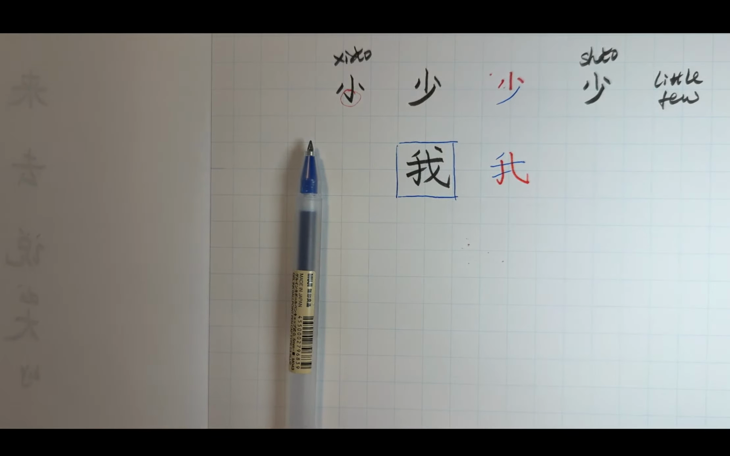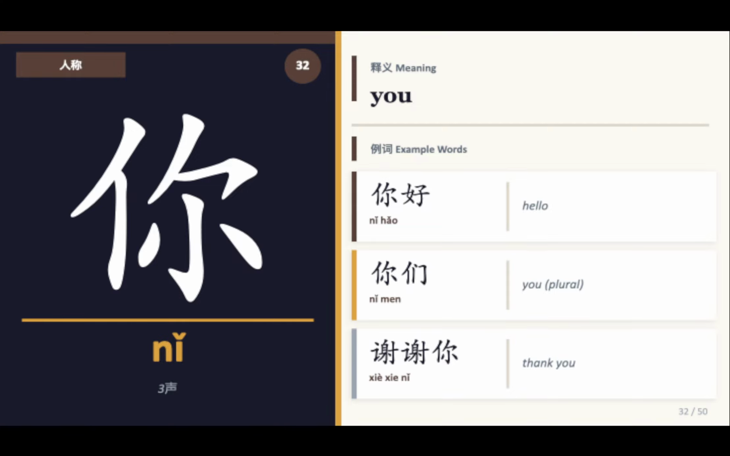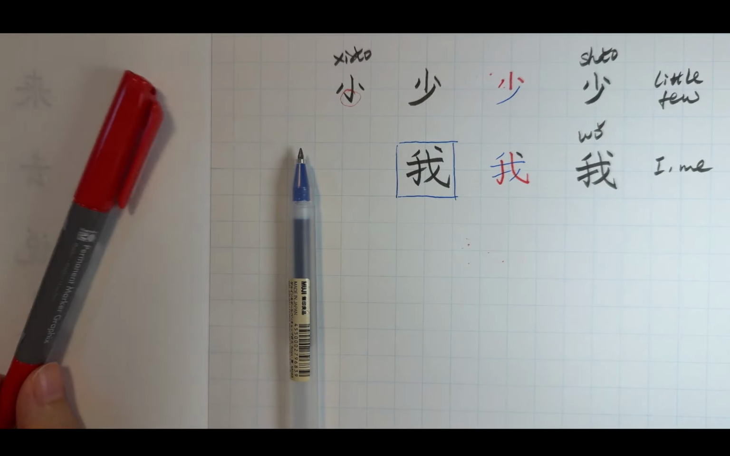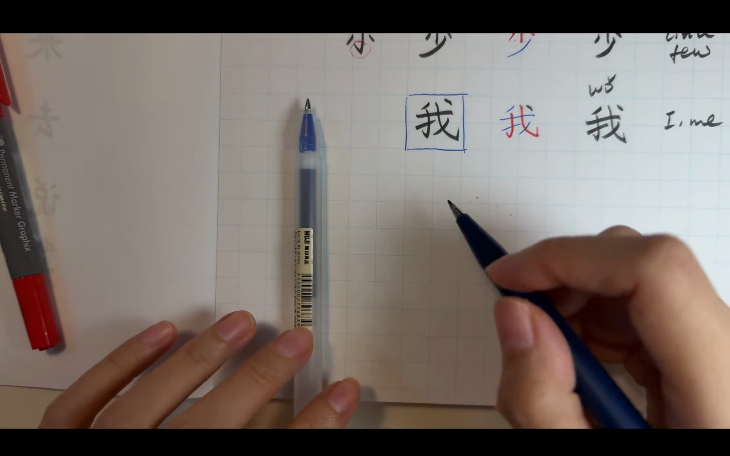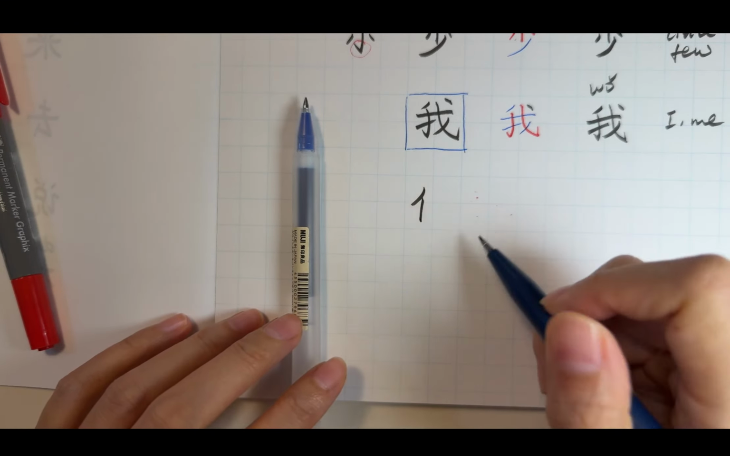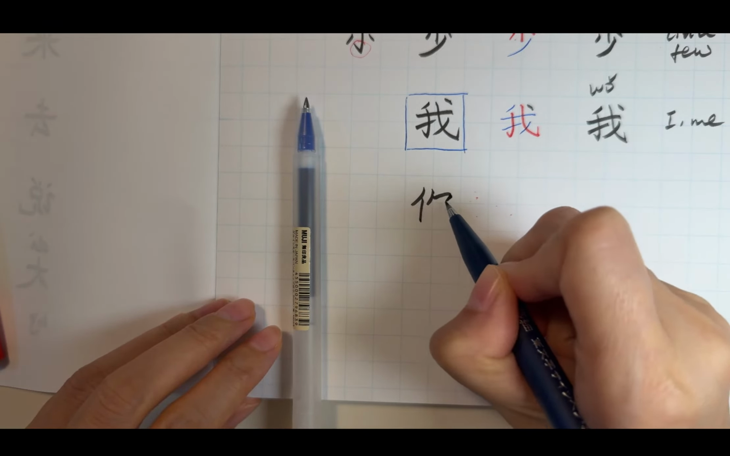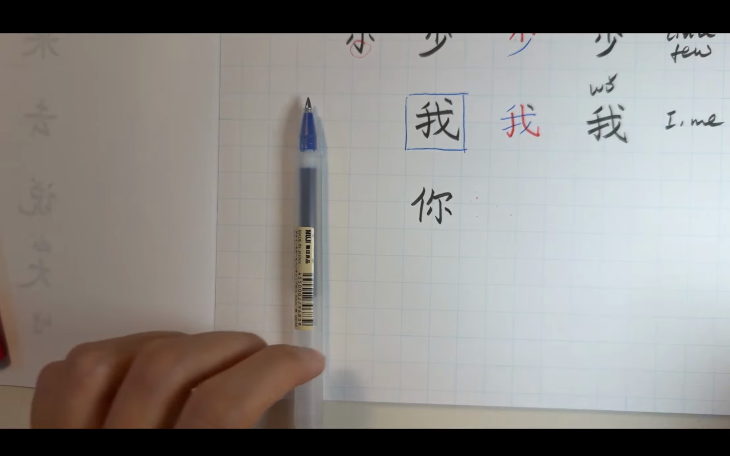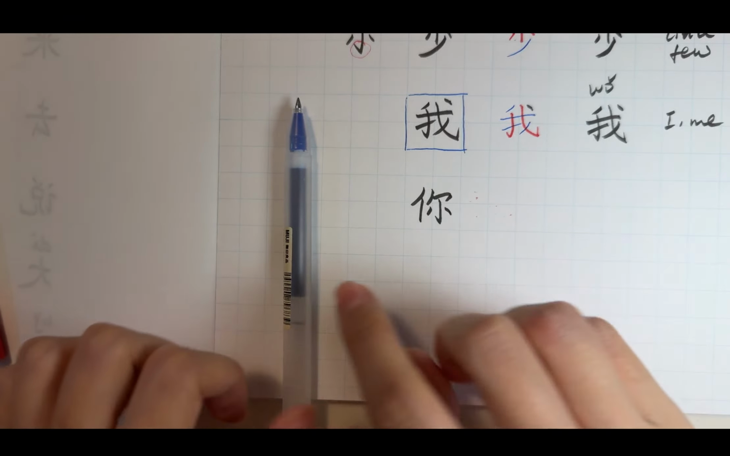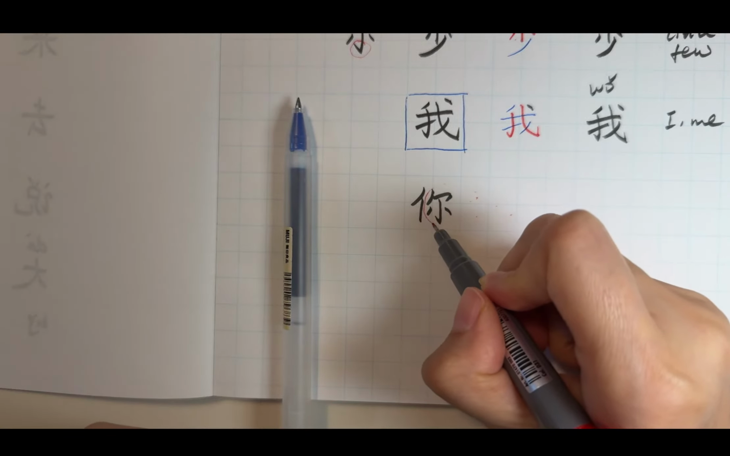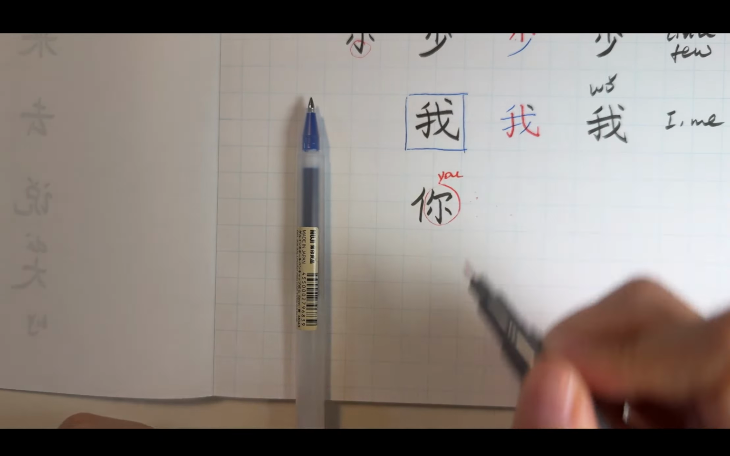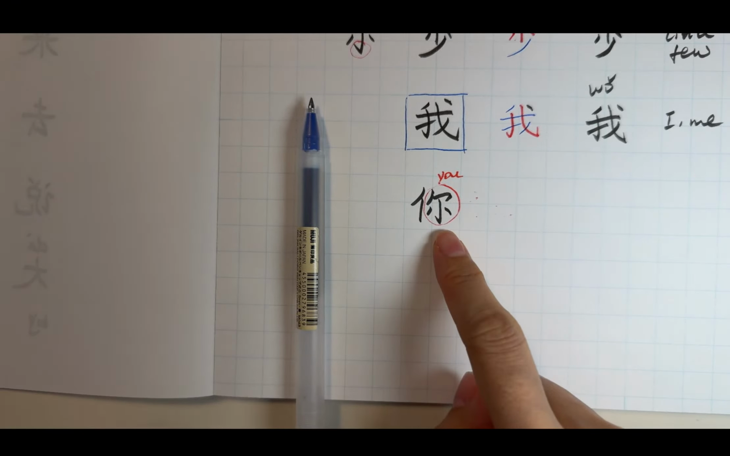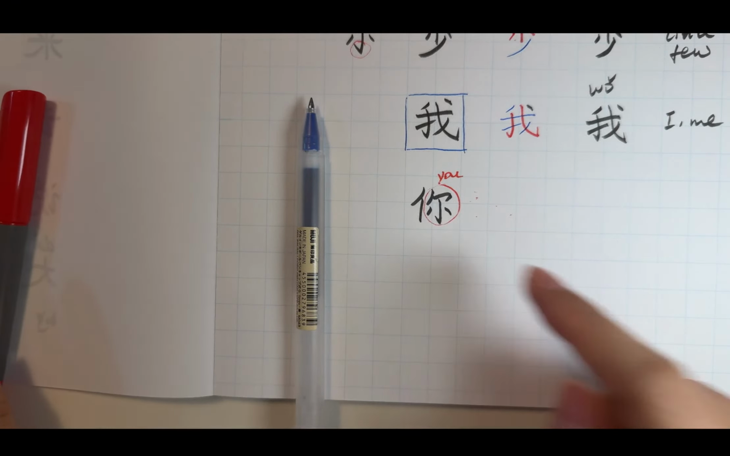Okay, the next one, the opposite, is 你. 你好 is hello. 你们, by adding the 们, is plural. 谢谢你 is thank you. So 你, let's see how to write. We have 我 just now. Let's write 你. 你 starts with 人字旁, like a person, and 尔. This 尔 actually, in olden days Chinese, also means you. It's just in modern Chinese we address people you as 你. Long time ago it is 尔.